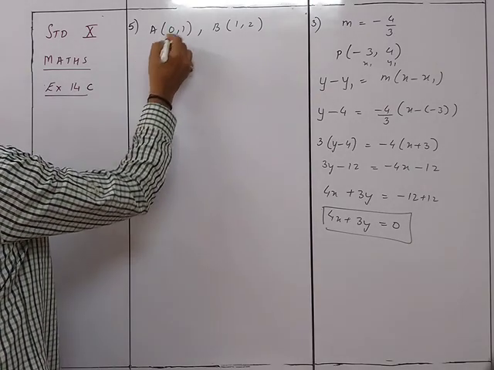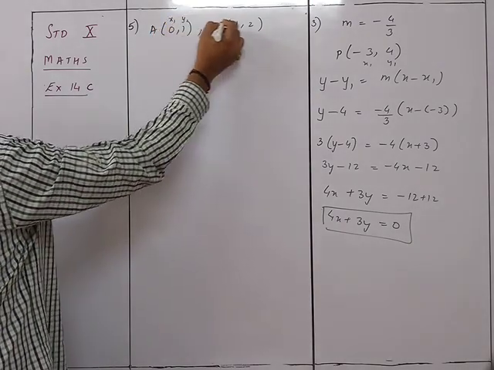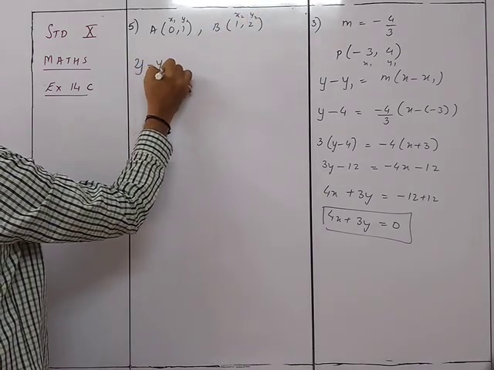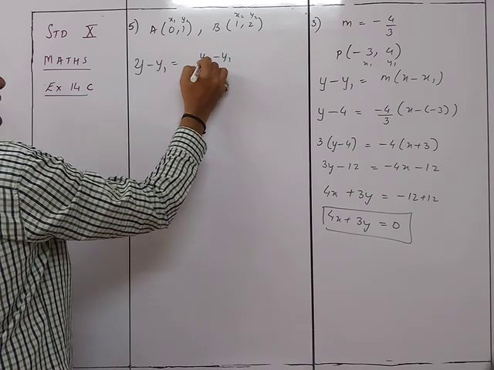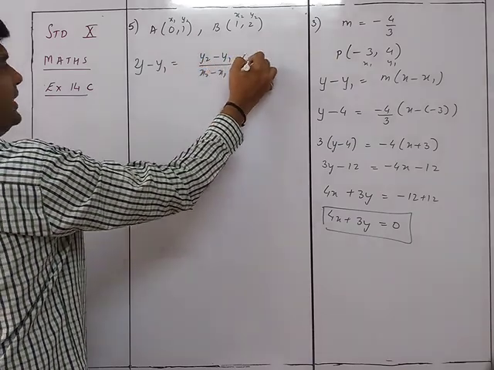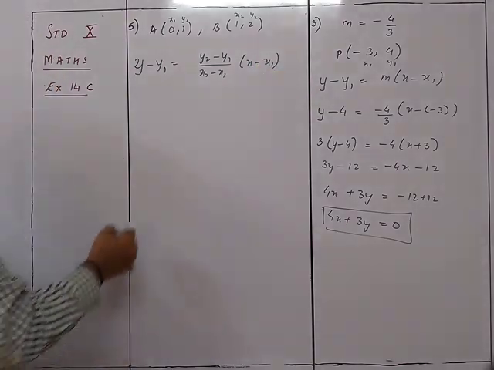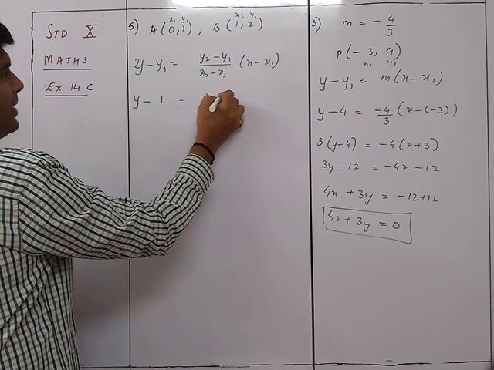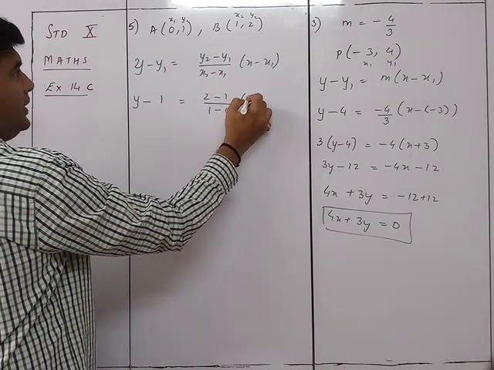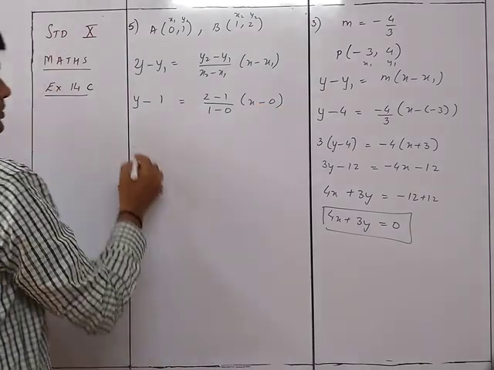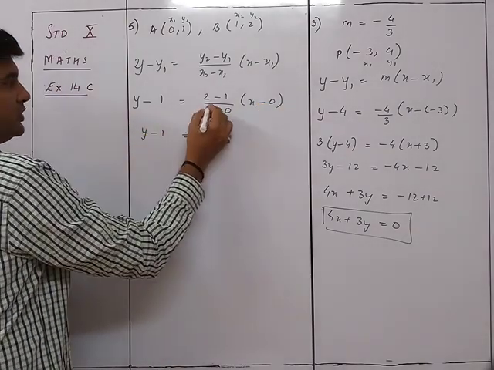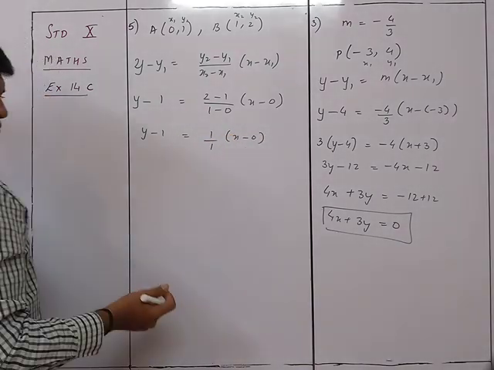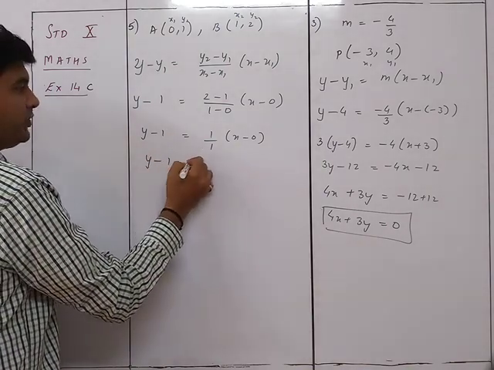So the value for this is x1, y1. This is x2, y2. So we have the equation y minus y1 is equals to y2 minus y1 upon x2 minus x1, x minus x1. Putting the values, y minus 1 is equals to 2 minus 1 upon 1 minus 0 into x minus 0. So this gives me y minus 1 is equals to 1 upon 1 is x minus 0. So y minus 1 is equals to x.